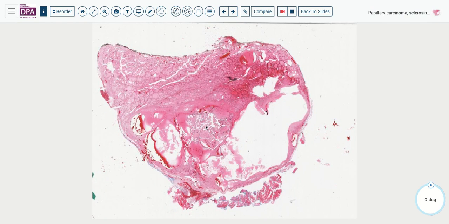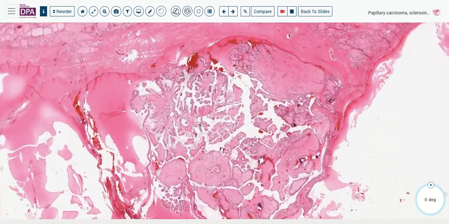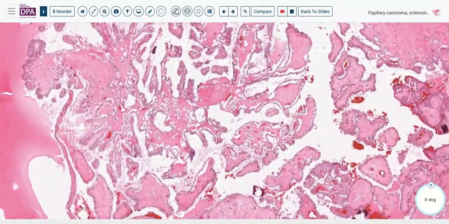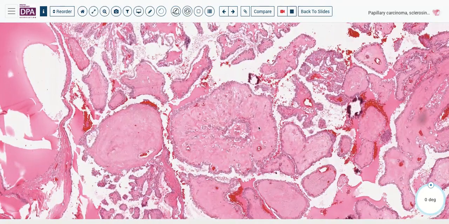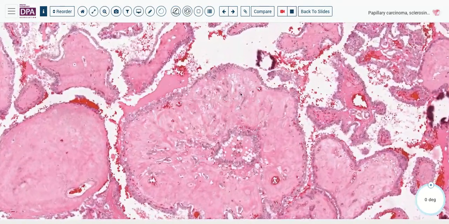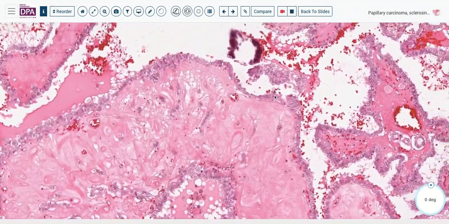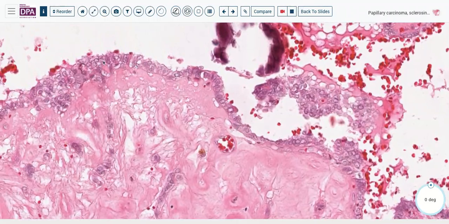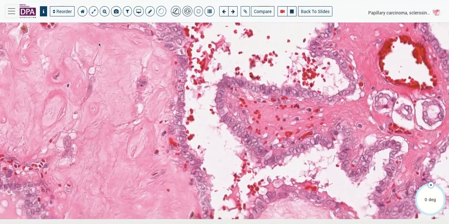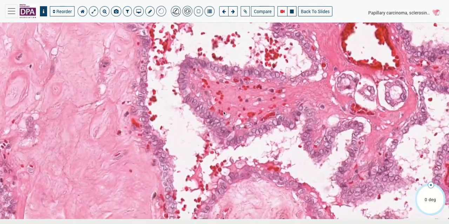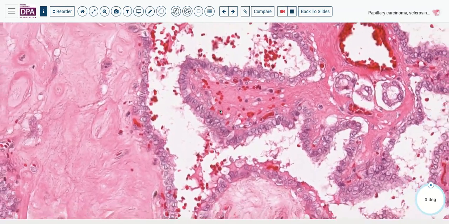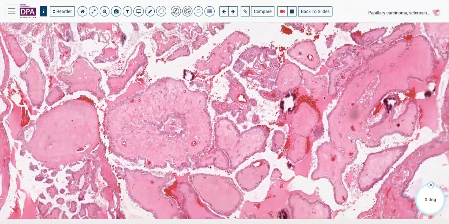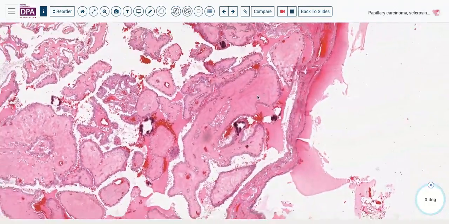And the diffuse sclerosing variant has papillary architecture, but notice that it's got this very dense sclerotic pattern of hyaline fibrosis on all of the papillary cores. And so this diffusely sclerotic pattern is associated with a higher risk of metastasis and more aggressive behavior in these tumors. And again, we see the typical nuclear features of papillary carcinoma. So those are the features to be looking for in this variant.